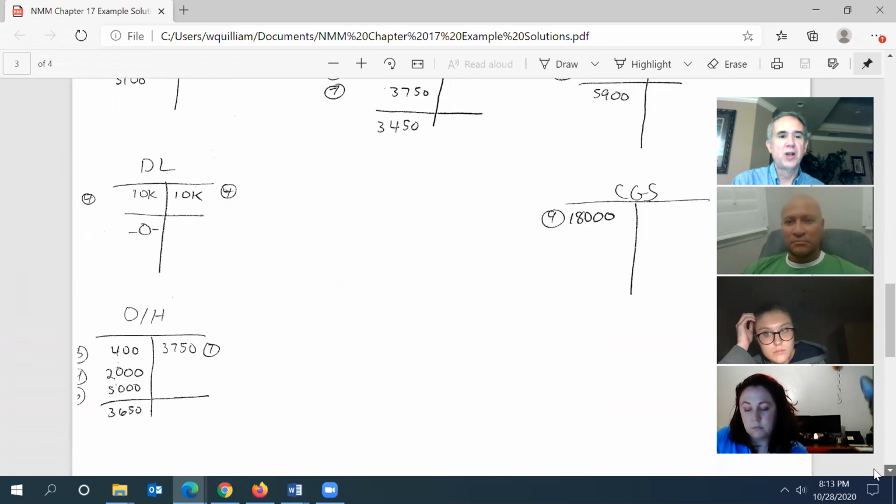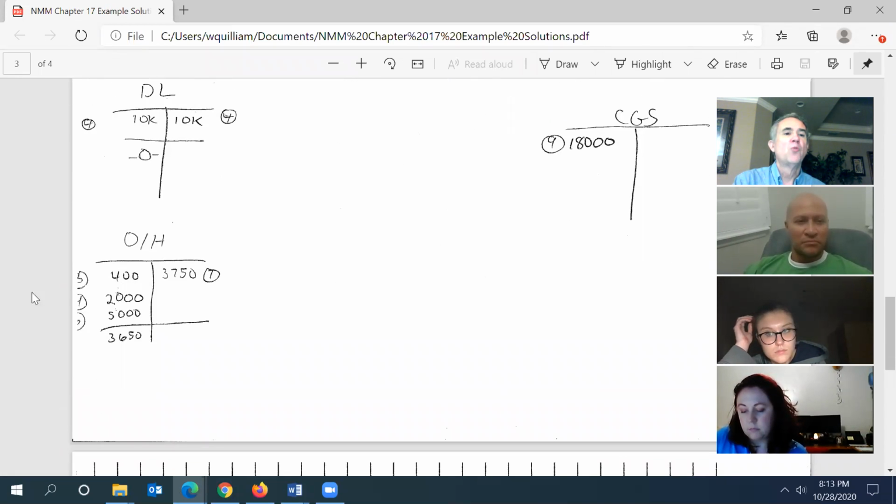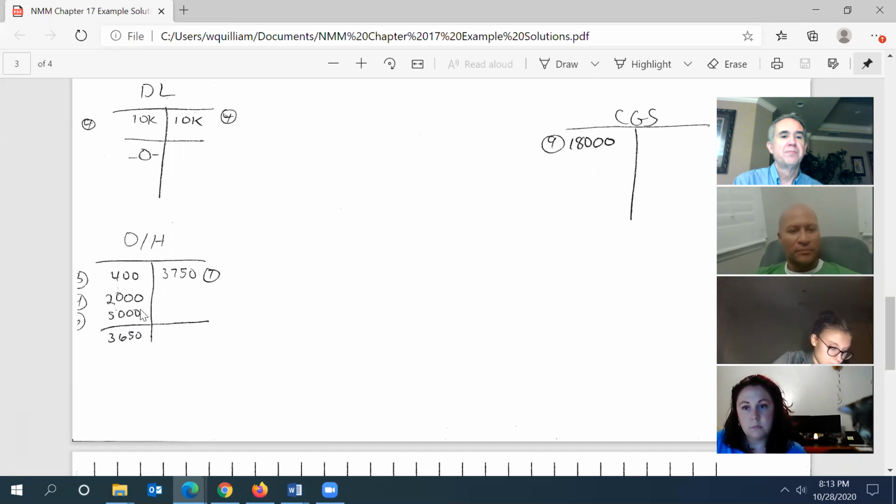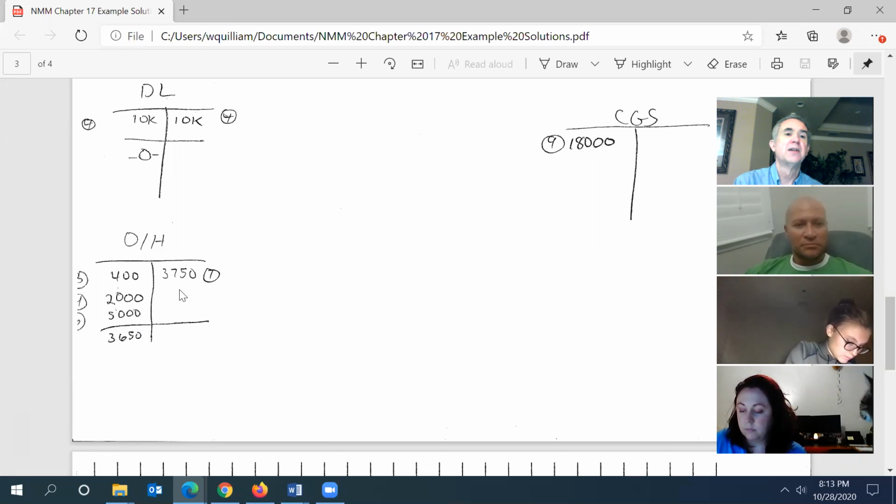And what I would like to concentrate on is overhead. With overhead, on this side, which is often called the control side, to control the individual overhead expenditures we have, we have a total of $7,400. On this other side, which is often called the allocated side or applied side, we have $3,750 of overhead that we've allocated. That's a difference of $3,650. This $3,650 is on the debit side because, again, the debit side is greater.